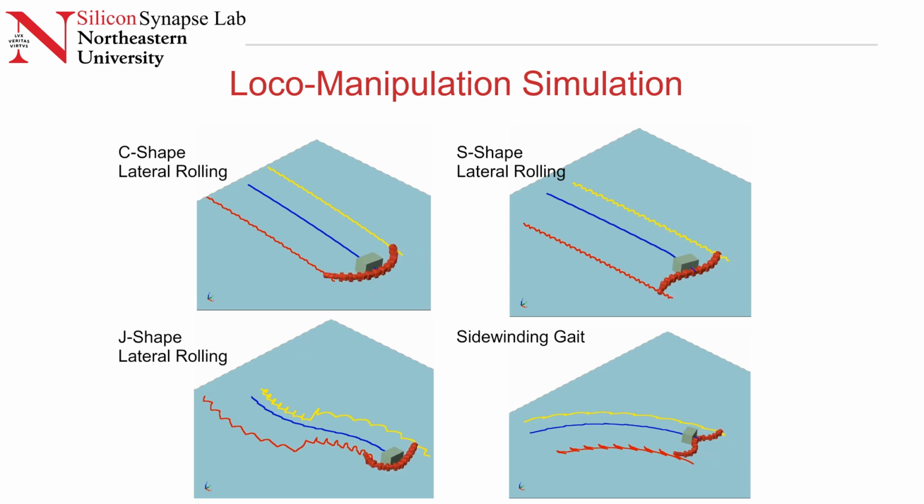The top two are lateral rolling gaits where it holds a C shape and an S shape. This lets us place the contact points with respect to the box in different locations, changing the overall contact forces. And also at the bottom left, you see the J-shape gait, which is asymmetrical, and this lets us actually change the direction of pushing of the box. And finally, we also test this with the sidewinding gait.